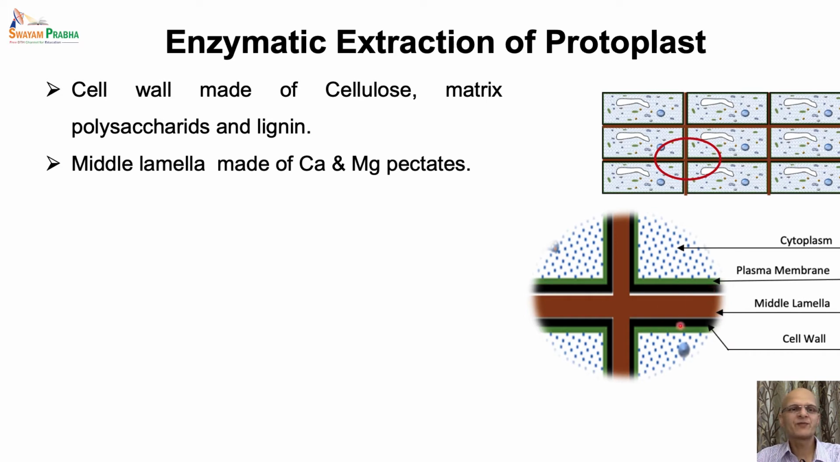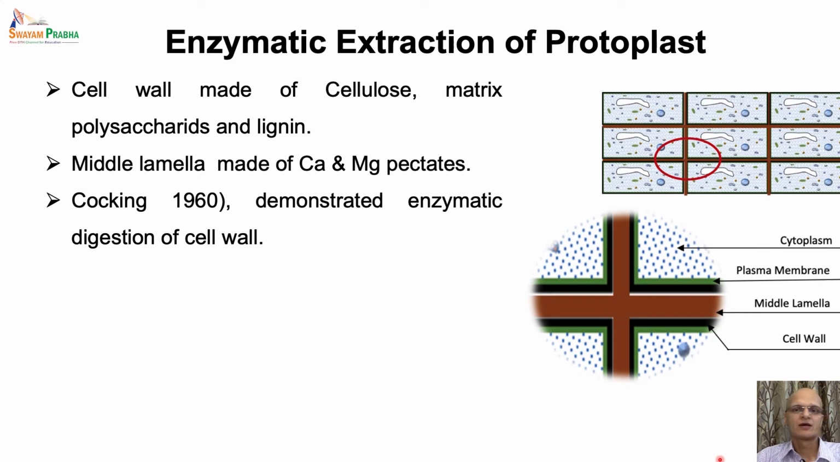The major component of the middle lamella are the calcium and magnesium pectate, and therefore enzyme would be required to digest the cell wall components as well as the middle lamella in order to release the protoplast into the media. Enzymatic digestion of the plant cell walls was demonstrated by Cocking in 1960 for the first time, which opened up totally a new chapter in the history of plant science research.